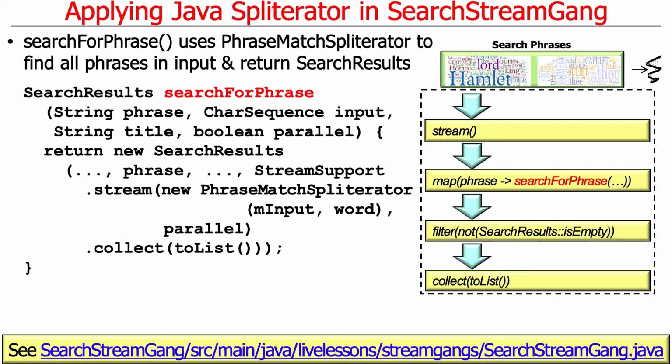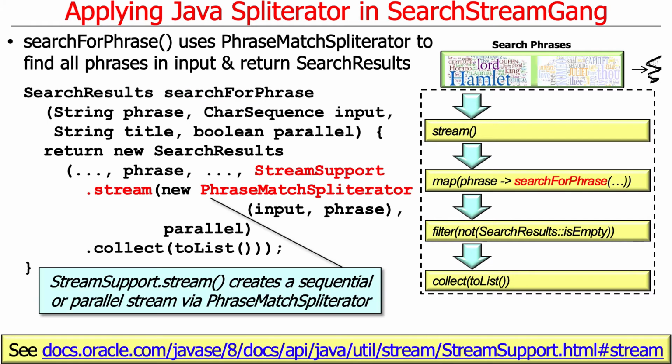Here's what the method looks like. Search for phrase is the one that takes a list of phrases, converts it into a stream of phrases, and then for each phrase in this stream, it will go and look up in a given input string, like a given work of Shakespeare, like Hamlet or Julius Caesar or Macbeth. It'll find all the matches of that phrase, if any, in that work of Shakespeare, and we'll end up with a stream of matching phrases that are search results that indicate where the match occurred.